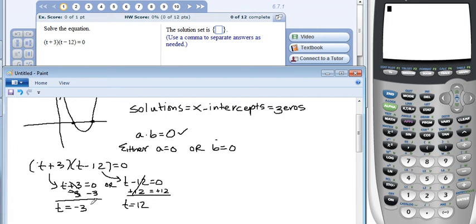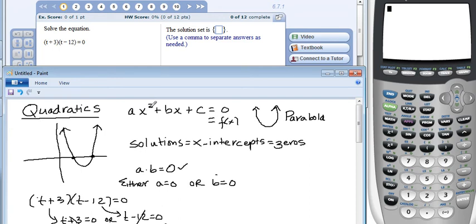All right, there's my two solutions. Now, why do I get two solutions? Because most parabolas cross twice. There's one solution and there's another solution. All right, this tells me how many answers I'm going to get at most. I can get up to 2.